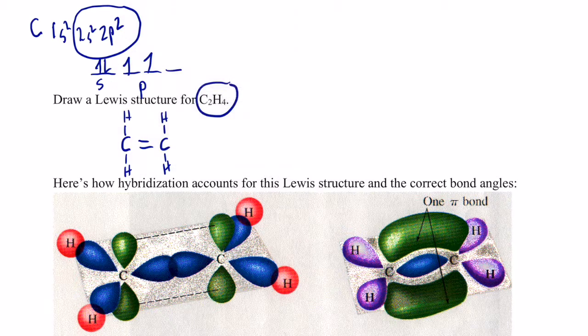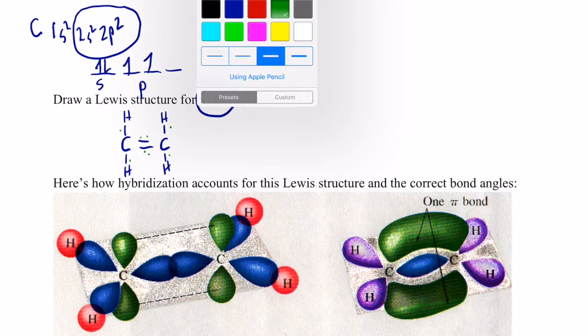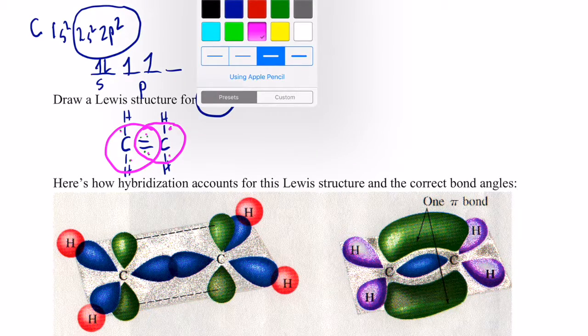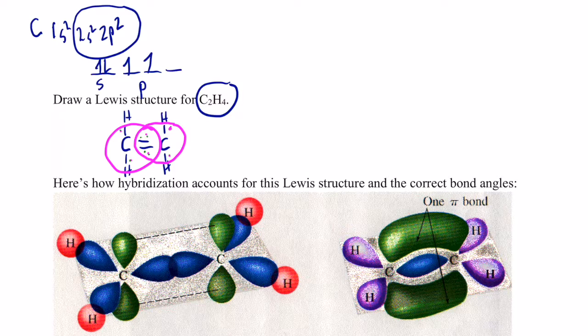So if you look carefully, each carbon atom has 1, 2, 3, 4 pairs of electrons around it. No big deal there. We also notice that each carbon atom has 3 regions of electron density. 1, 2, 3. And this carbon has 3 regions of electron density. 1, 2, 3. What did we say in the previous video about central atoms that have 3 regions of electron density around them? Let's see, 3 regions of electron density give us what type of hybridization?